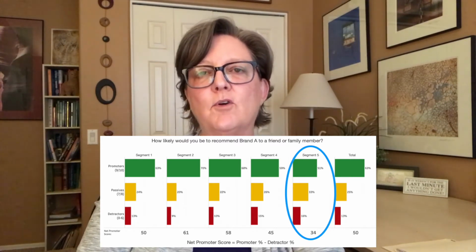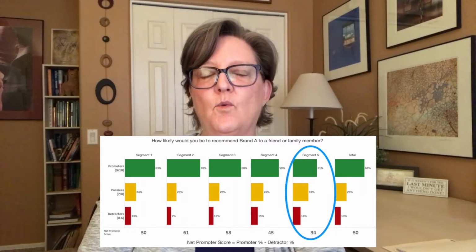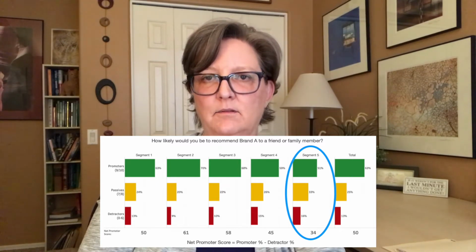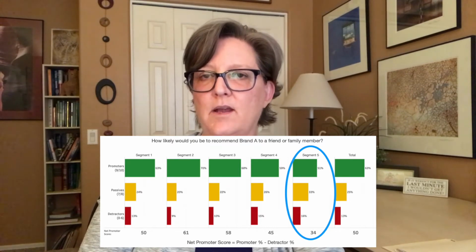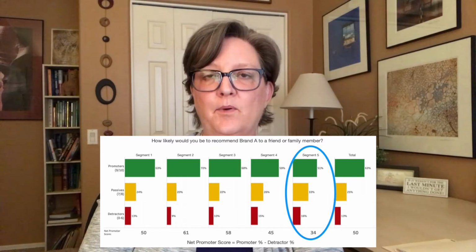So this company overall is a 50, but they're much lower for segment 5, and I want you to look at why. If you focus on that middle bar there, the one in yellow for segment 5, you'll see that 33% of their respondents came in as passives. Now, satisfied, but not necessarily talking and saying great things about the company, not necessarily going out of their way to tell other people about you.